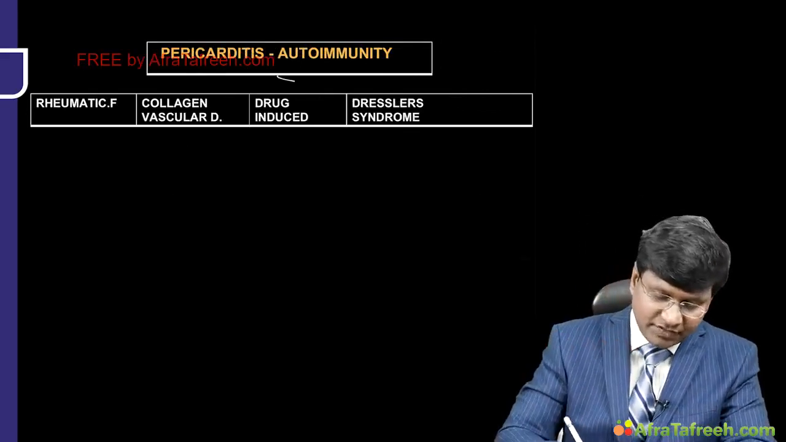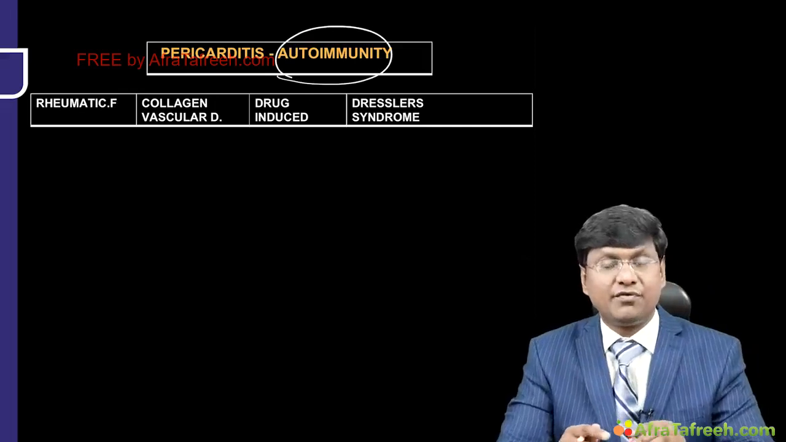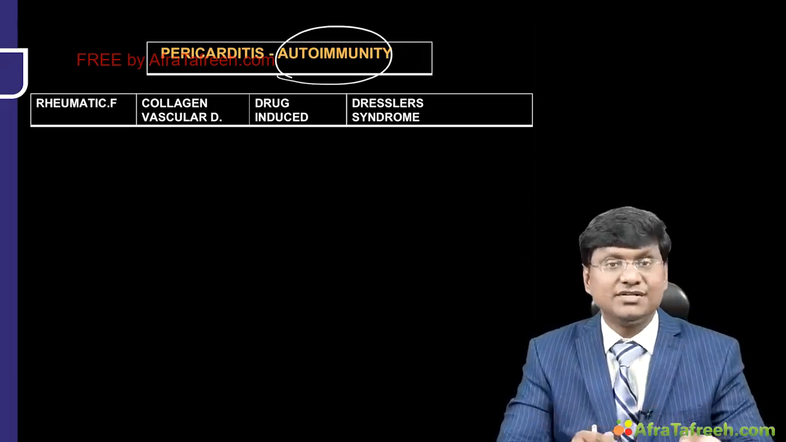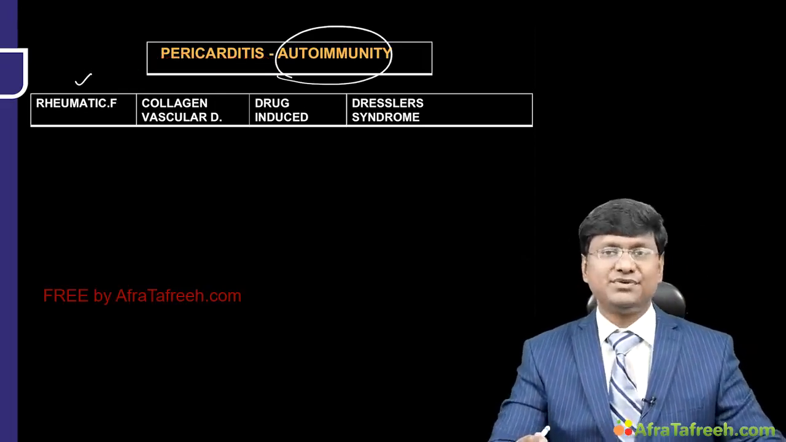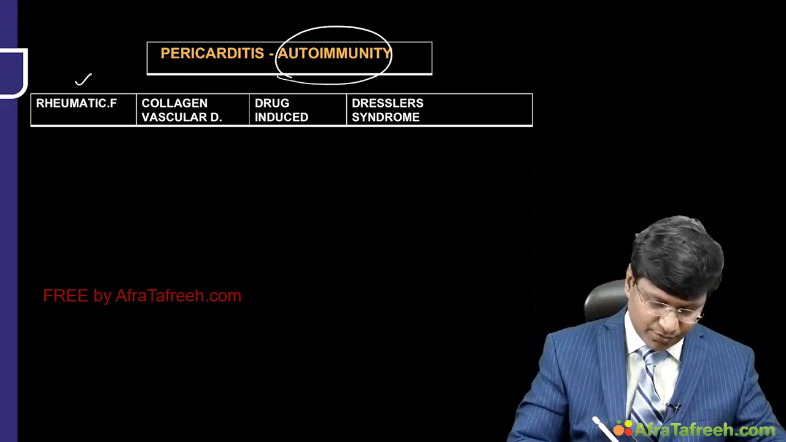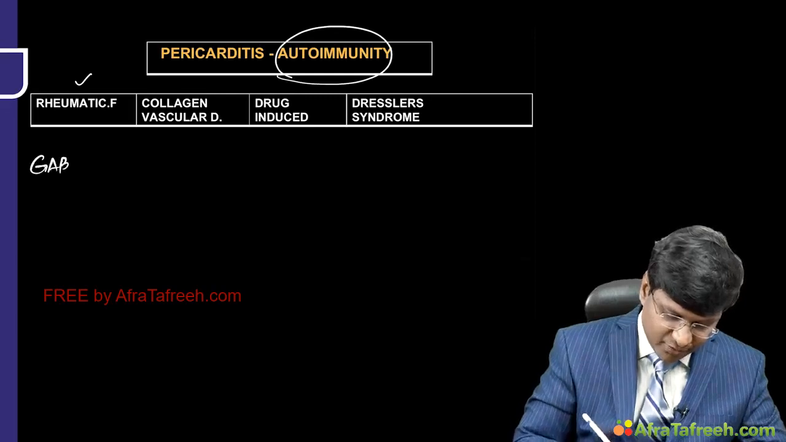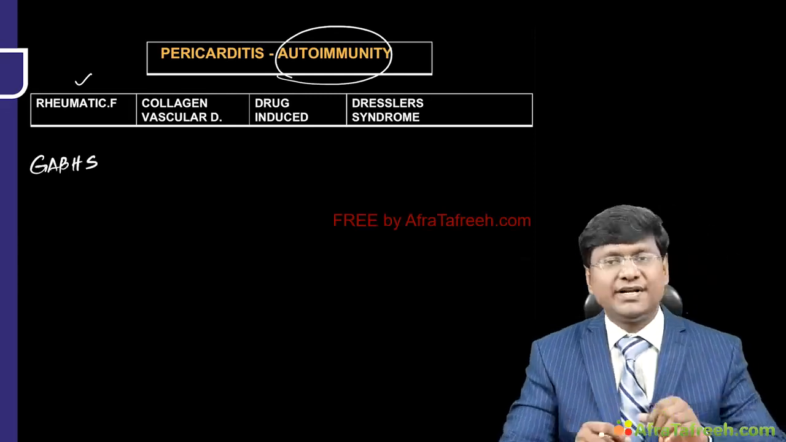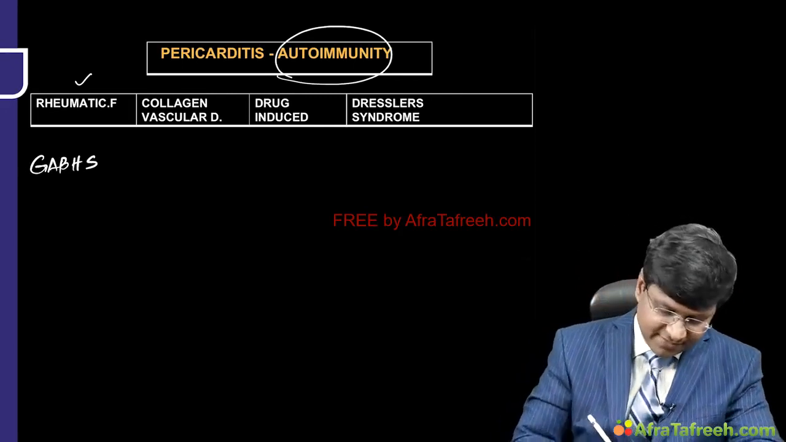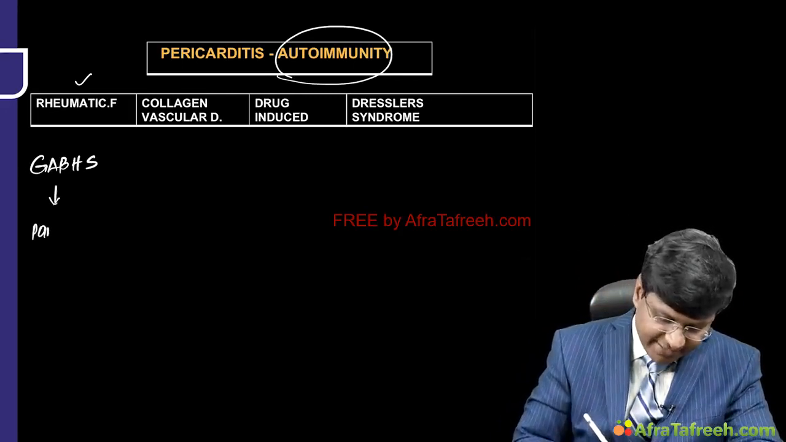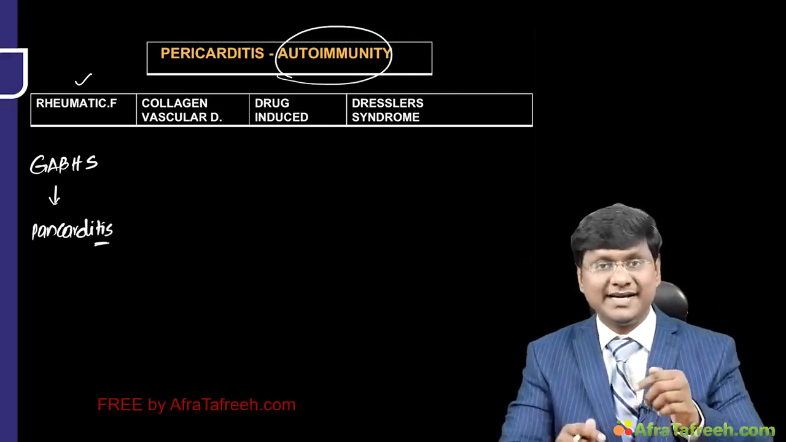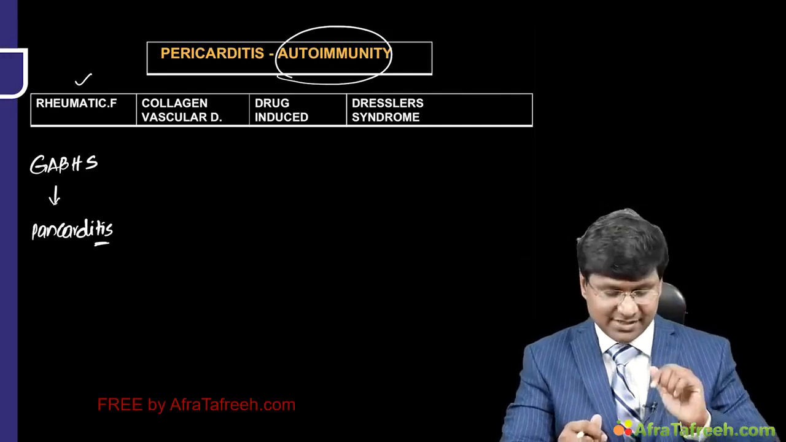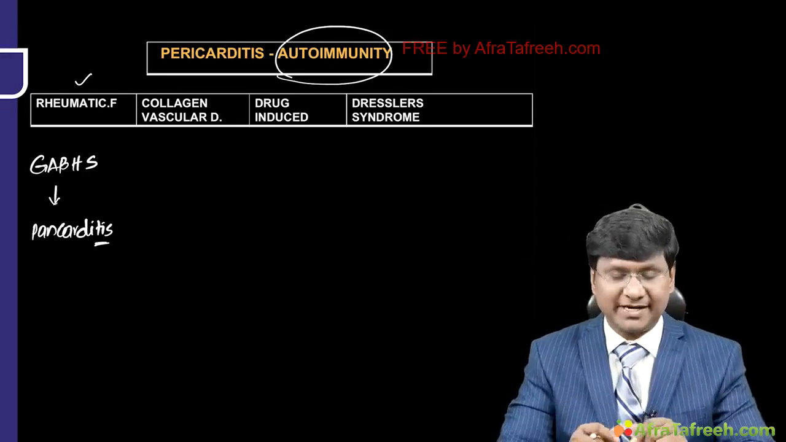Then we have some etiologies of autoimmune origin that can cause pericarditis. Take patients with rheumatic fever, which is secondary to group A beta hemolytic streptococcal throat as well as skin infection. These patients develop pancarditis. So there will be pericarditis, myocarditis as well as endocarditis. That is what you will see in patients with rheumatic fever.